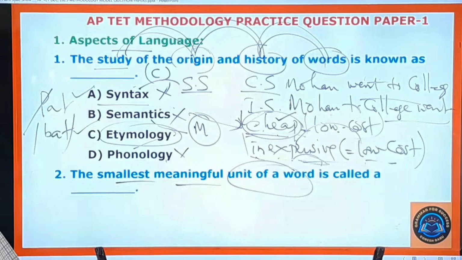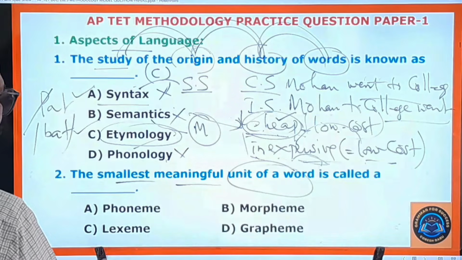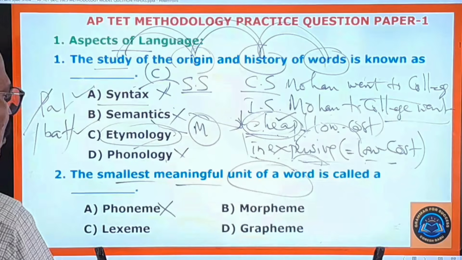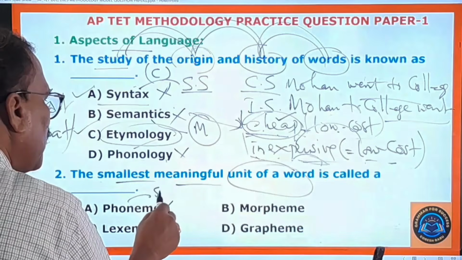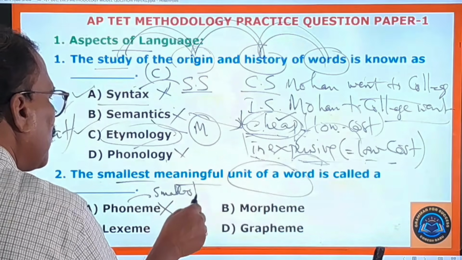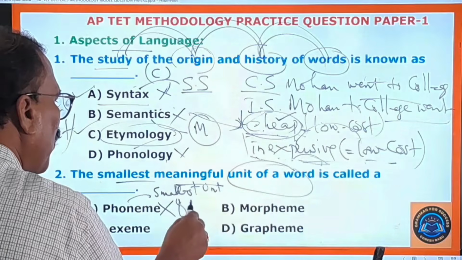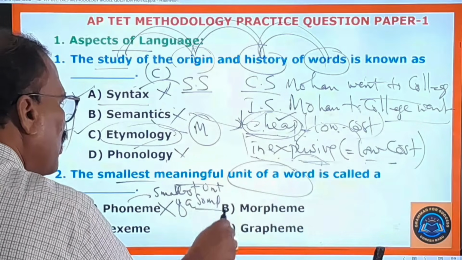What is this smallest meaningful unit of a word called? Here are given four options. Phoneme. This is not the right one, because a phoneme is the smallest unit of a sound.